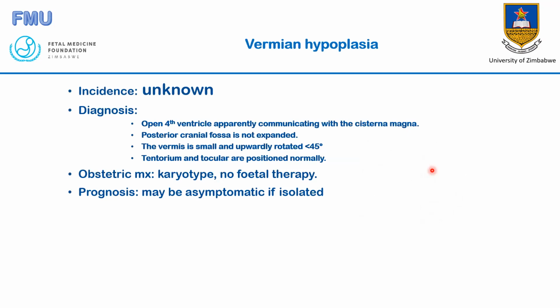Then vermian hypoplasia. Vermian hypoplasia means the vermis is small. The incidence is not known again. This is where we have an open fourth ventricle apparently communicating with the cisterna magna. The posterior cranial fossa is not expanded, and the vermis is small and upwardly rotated to less than 45 degrees. The tentorium is positionally normal. In this case, we need to do karyotype, and no fetal therapy is required. However, if it is isolated, babies may be asymptomatic after birth.